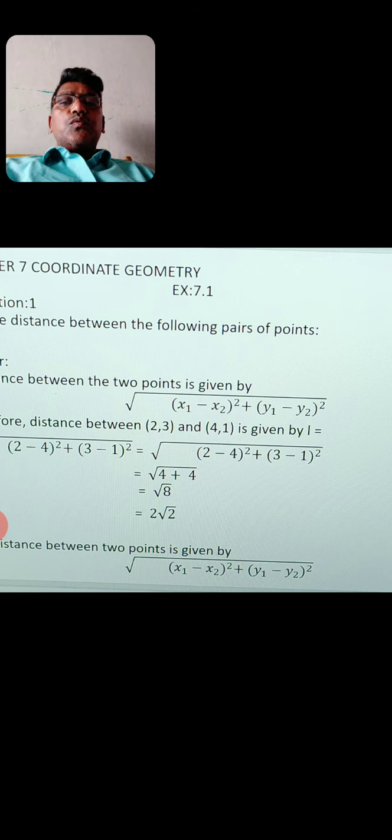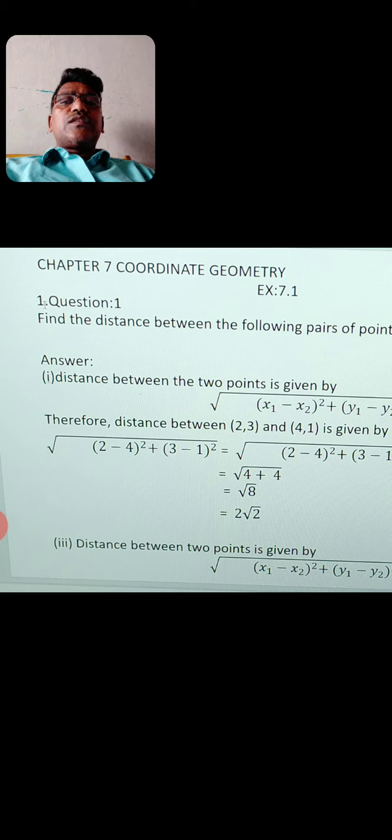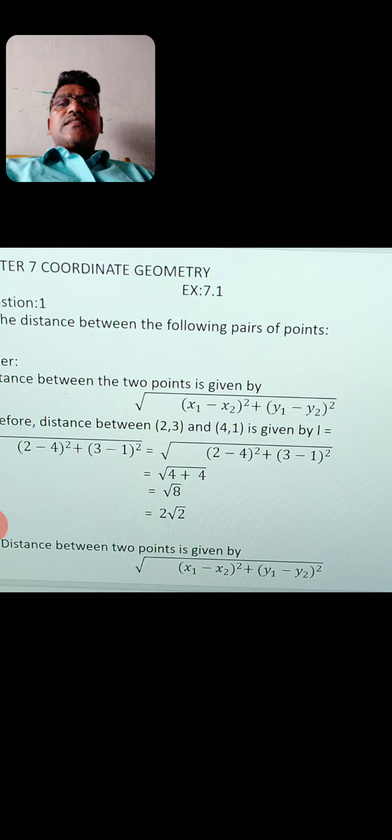Here x1 is 2, x2 is 4, y1 equal to 3, y2 equal to 1. So we are substituting: x1 minus x2 is 2 minus 4, plus y1 minus y2 is 3 minus 1. 2 minus 4 is minus 2, whole square is 4, plus 3 minus 1 becomes 2, 2 square is 4. 4 plus 4 is 8, square root of 8. If you factor the square root of 8, you get 4 into 2, square root of 4 becomes 2, so 2 root 2. This is positive, and this is the distance between the points (2, 3) and (4, 1).